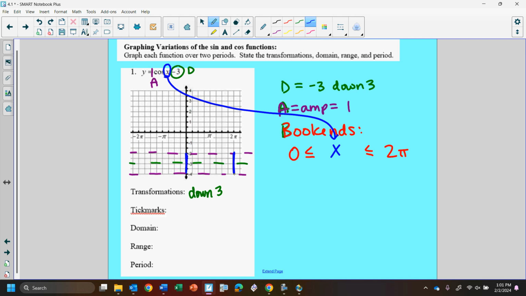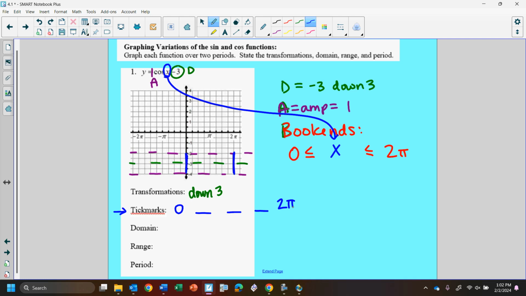Okay. With these bookends, you always have to also tell me the tick marks. Tick marks is saying that we have 5 points total. True? We're starting at 0. We're ending at 2 pi. We want to know what are those 3 x values in the middle where those additional points go. Okay? So you're going to set up between 0 and 2 pi. There's going to be 3 more points in the middle. What are those x values that are going to come into play?